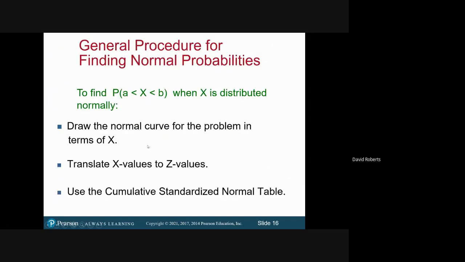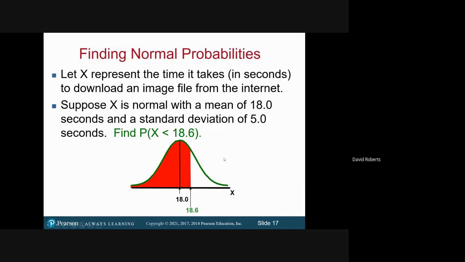So we want to find the area between 2 points, between A and B. We want to translate it into z values and use the cumulative standard normal table. And all this does is show you a graphic, and we'll go through a lot of examples like this, and you get lots of practice with the study plans. What is the area here?